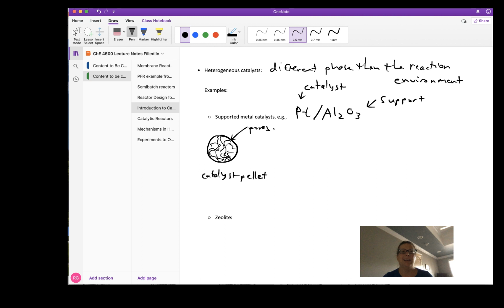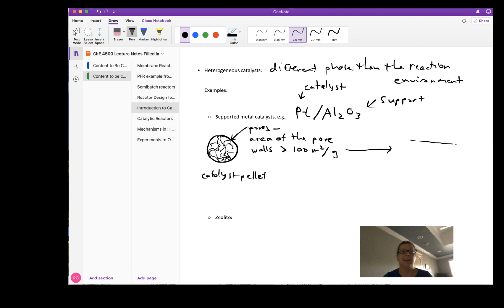So the area of the pore surface, we'll say the pore walls, is often greater than 100 meters squared per gram. So we're really increasing the surface area. We'll coat these pores with the support, and then we'll add the platinum.